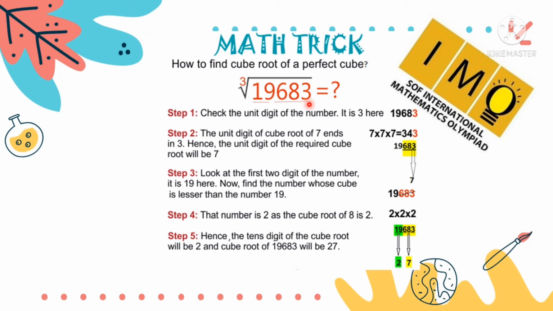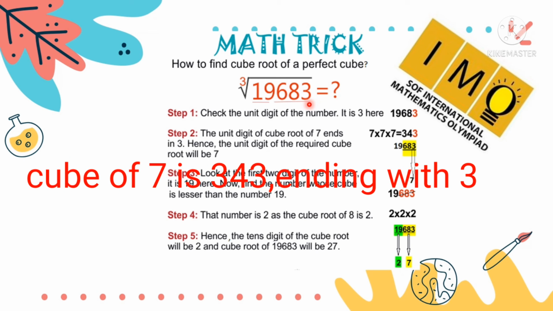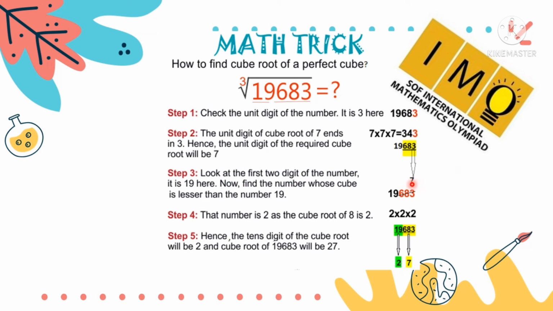If you check, 1 cube ends with 1. 2 cube ends with 8. 3 cube ends with 7, as it is 27. 4 cube ends with 4. 5 cube ends with 5. 6 cube ends with 6. And 7 cube, 7 times 7 times 7, is 343, and 7 cube ends with 3. So in place of 683, we will write the digit 7.